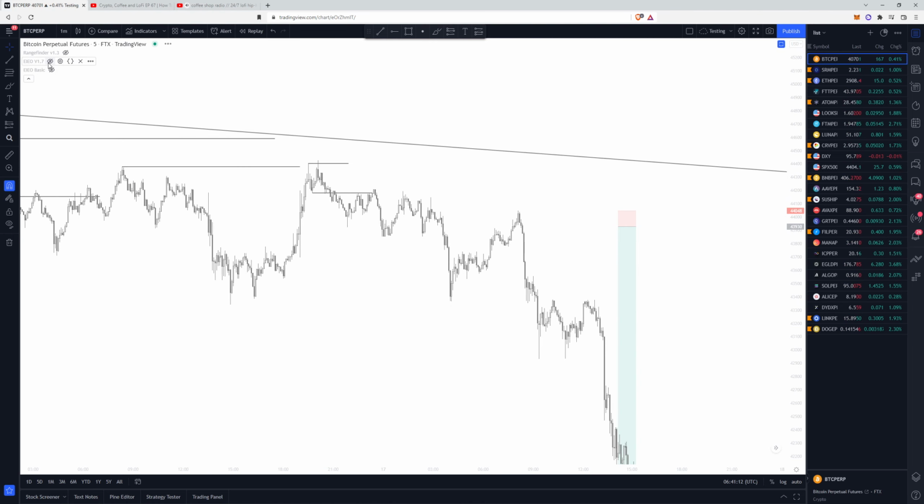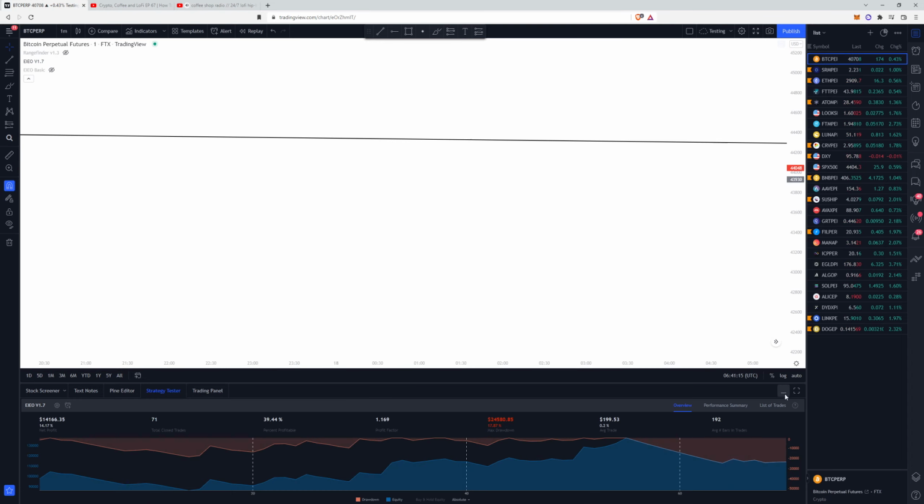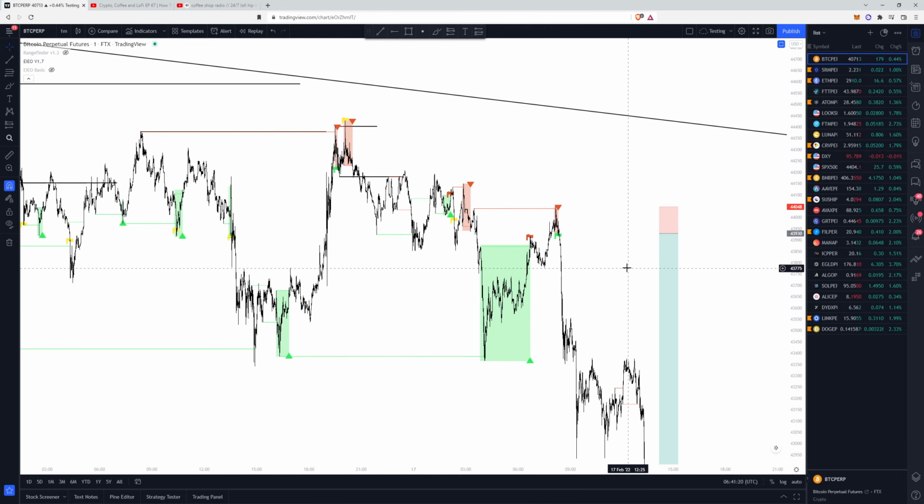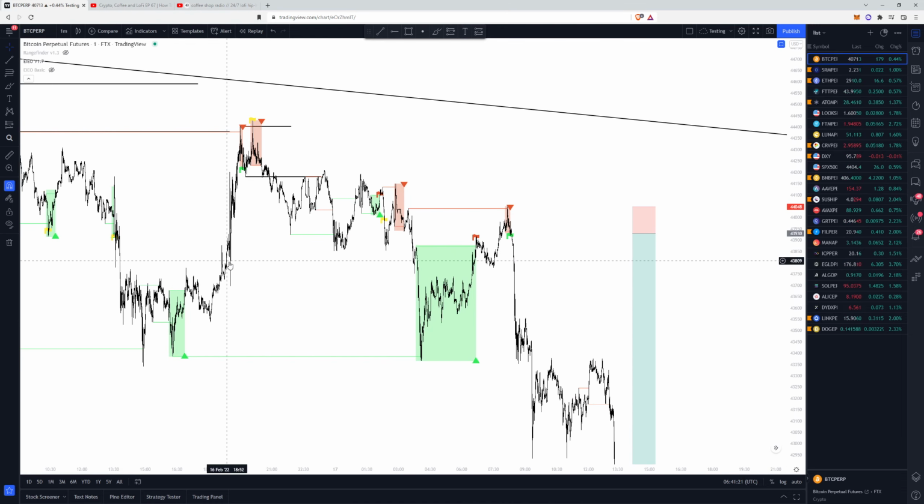I'll go over my bias in a sec. The easy in, easy out indicator is still in a short. You can see some trade examples here.